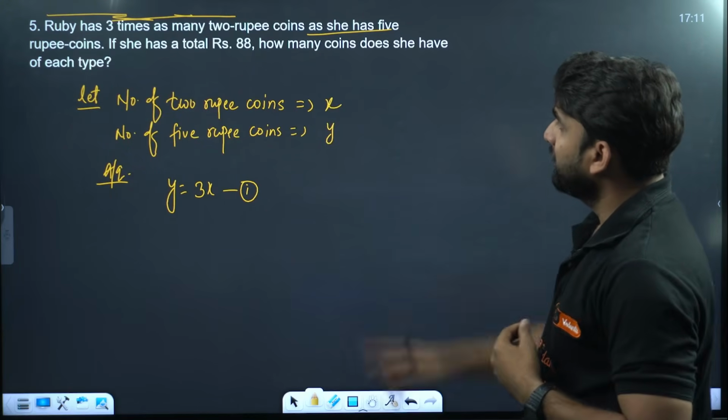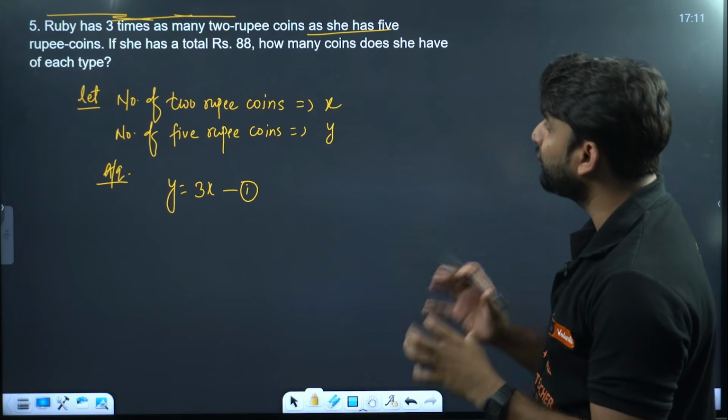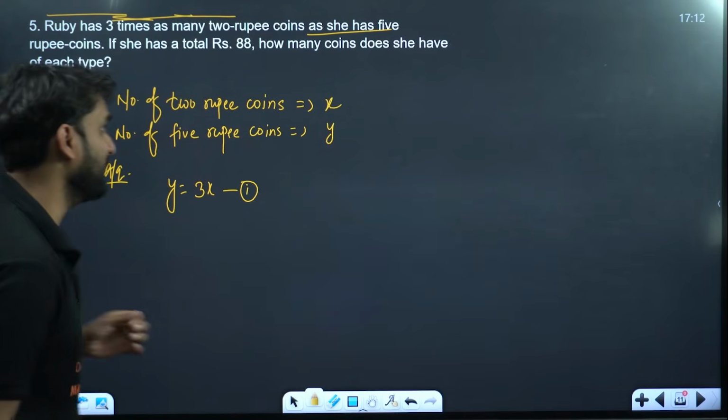Okay, now moving to the second information. If she has a total of rupees 88, see, she has a total of rupees 88. So my dear champion, listen here.